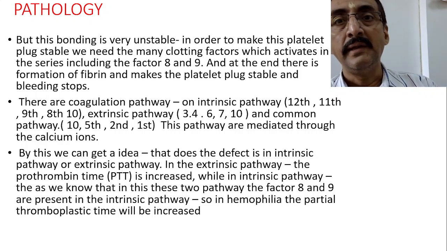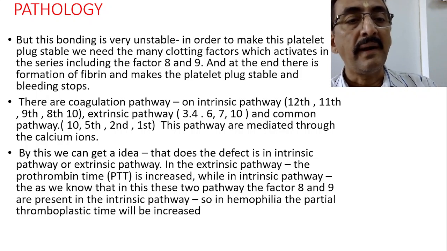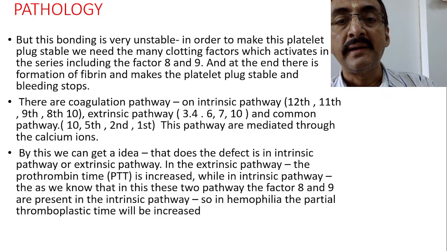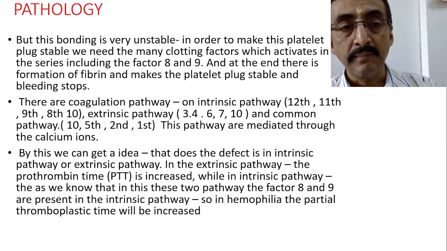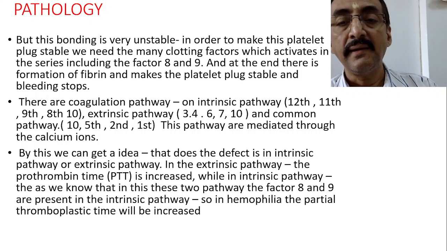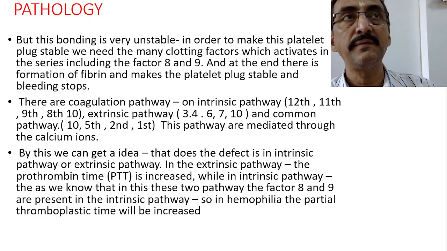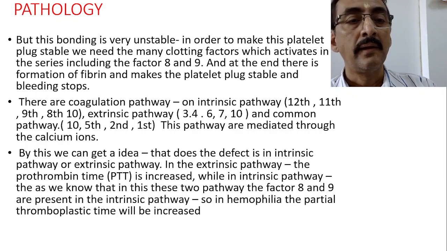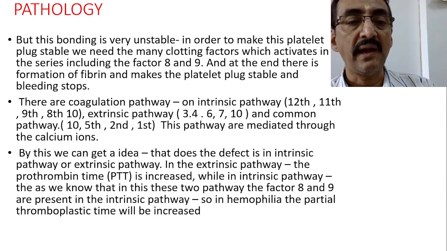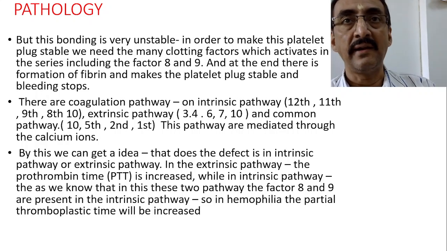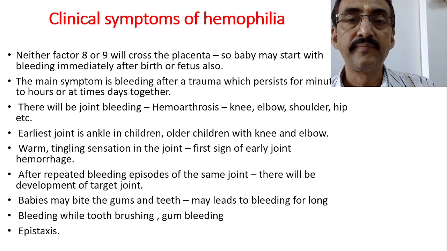We know that the intrinsic and extrinsic pathways both are possible only in the presence of the calcium ion and parathyroid hormone. So by this we can get an idea that if there is a defect in the intrinsic pathway or extrinsic pathway, definitely there will be prolonged bleeding. Okay, so as we discussed already, in the extrinsic pathway, it is the prothrombin time which is increased, while in the intrinsic pathway, it is APTT which is increased. So this portion we have already covered.